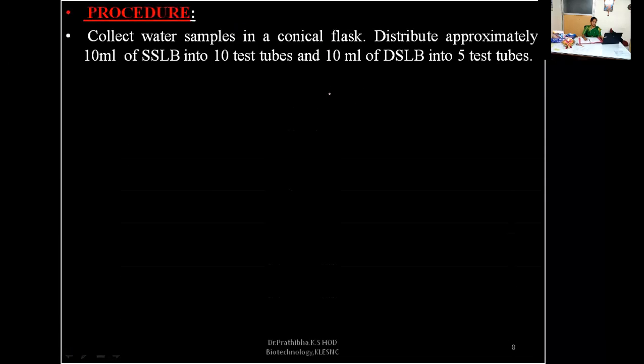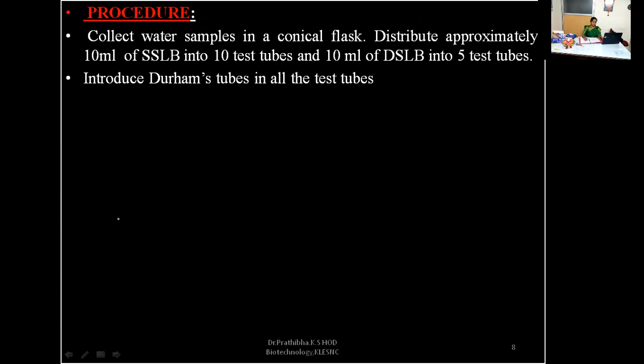Now let us understand the procedure, how to perform this experiment. First, you'll collect the water sample. For example, just imagine this is the conical flask. In this conical flask, you have collected the sample. Sample means that may be a sewage water sample or pond water or drinking water, whatever. This is the water sample you have collected, so the water sample is collected in a conical flask.